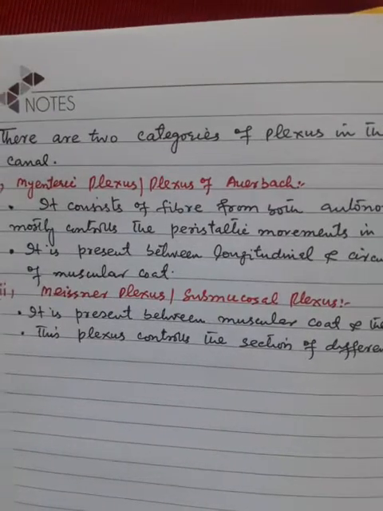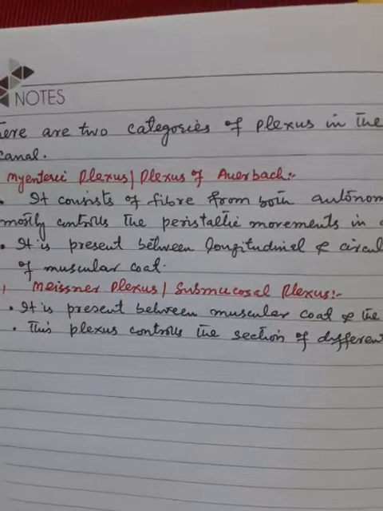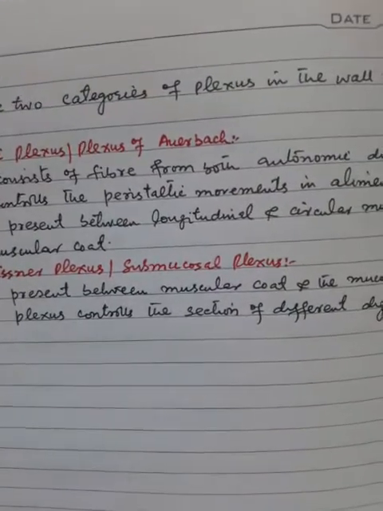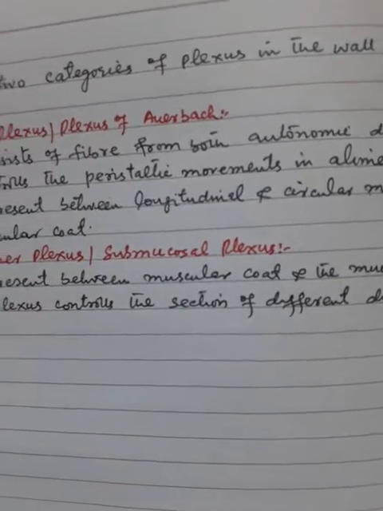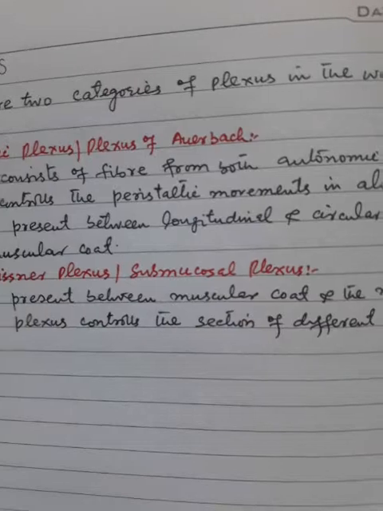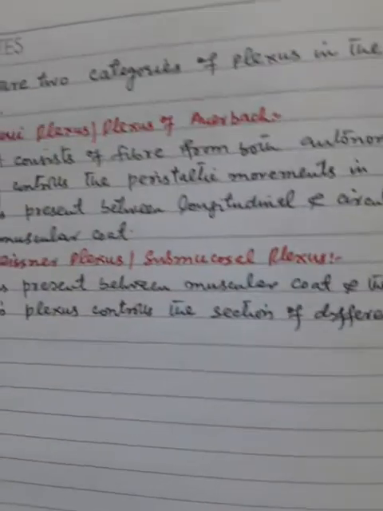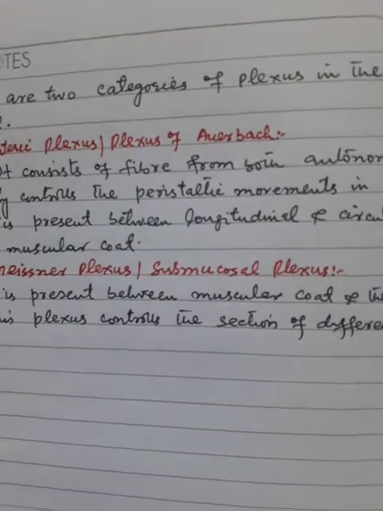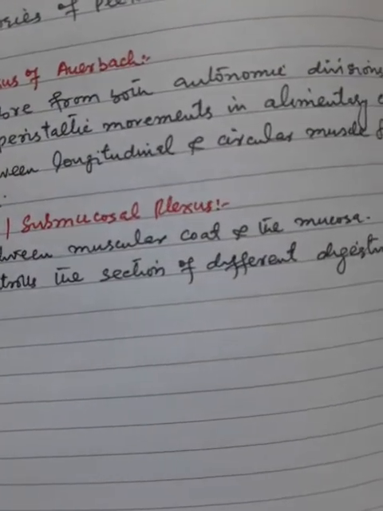Now the first, myenteric plexus. Myenteric plexus consists of fibers from both autonomic divisions and mostly controls the peristaltic movements in alimentary canal. It is present between longitudinal and circular muscle fibers of muscularis.